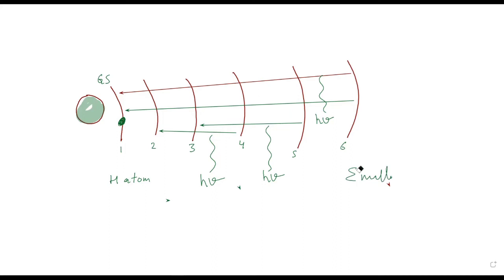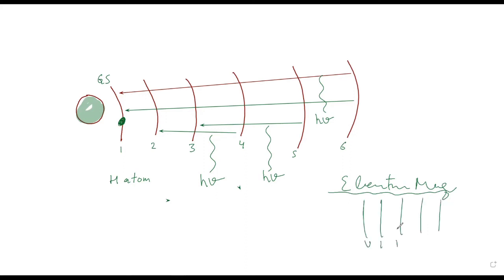See, one thing that we need to understand is that when we say light, this light consists of VIBGYOR: violet, indigo, blue, green, yellow, orange, red. Are we clear?